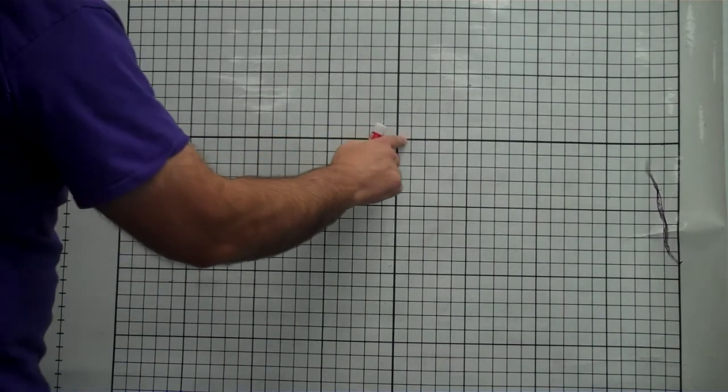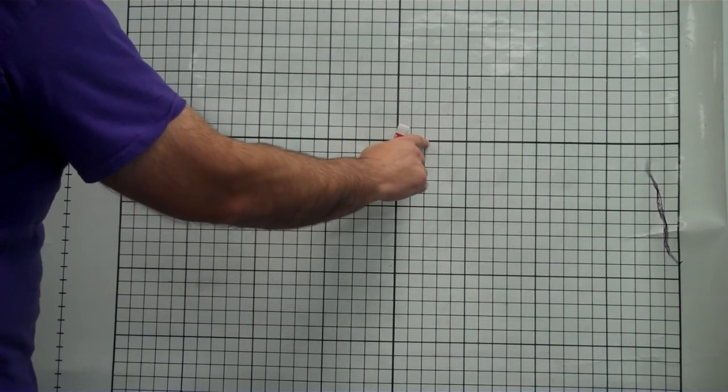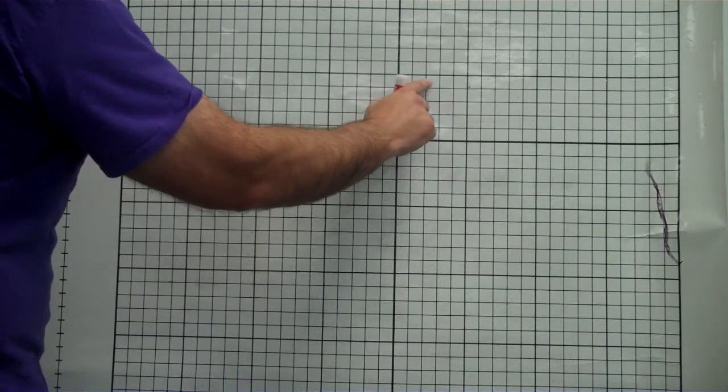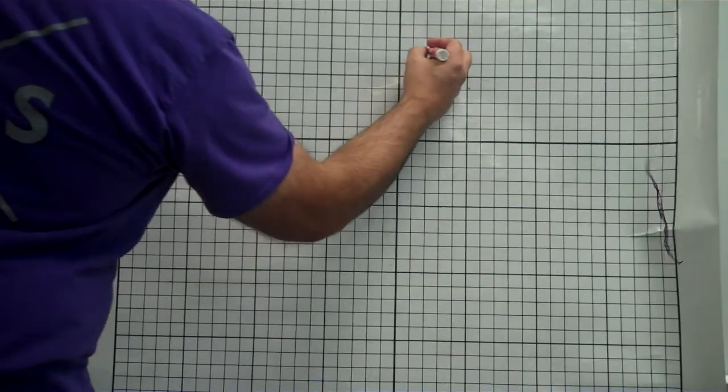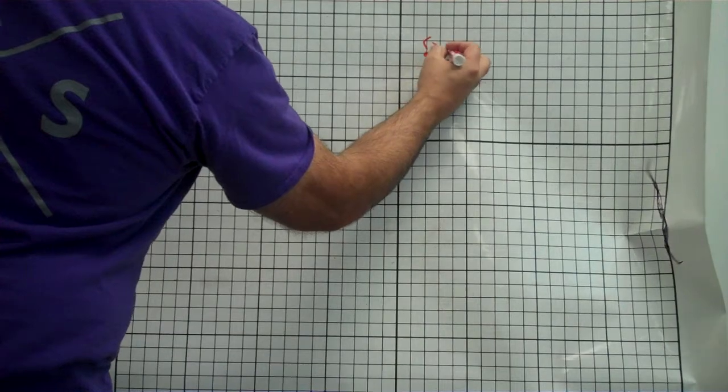Okay, so our first point to plot was 2, 7. So I'm going to go to the right 2 on the x-axis, 1, 2, and then I'm going to move up on the y, 7. 1, 2, 3, 4, 5, 6, 7. I'm going to put that right there. That's going to be 2, 7.